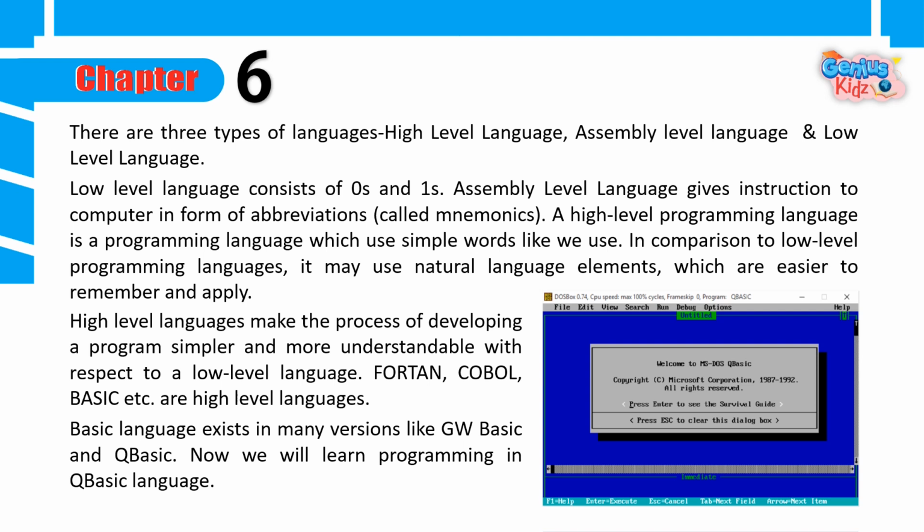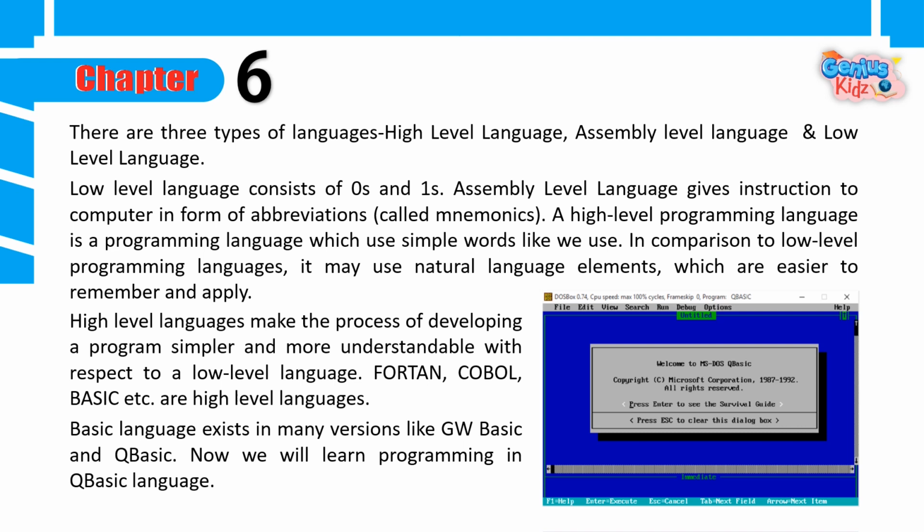There are three types of languages: high-level language, assembly-level language, and low-level language. Low-level language consists of zeros and ones. Assembly-level language gives instructions to the computer in the form of abbreviations called mnemonics.